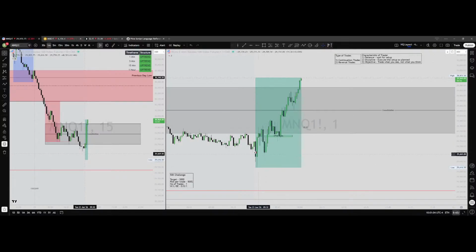We may have multiple manipulations in the first 15 minutes. So we are waiting for the trade, waiting for today. We're waiting for the price to go.